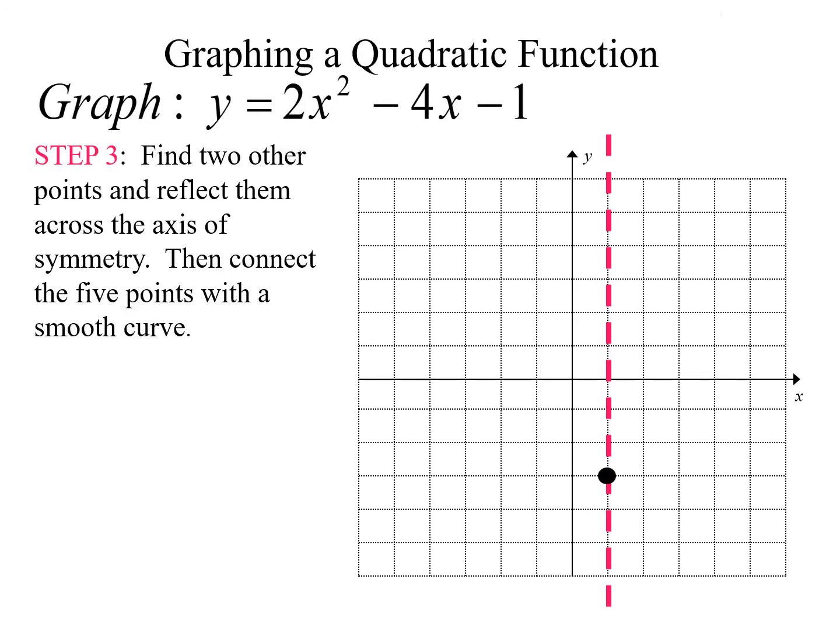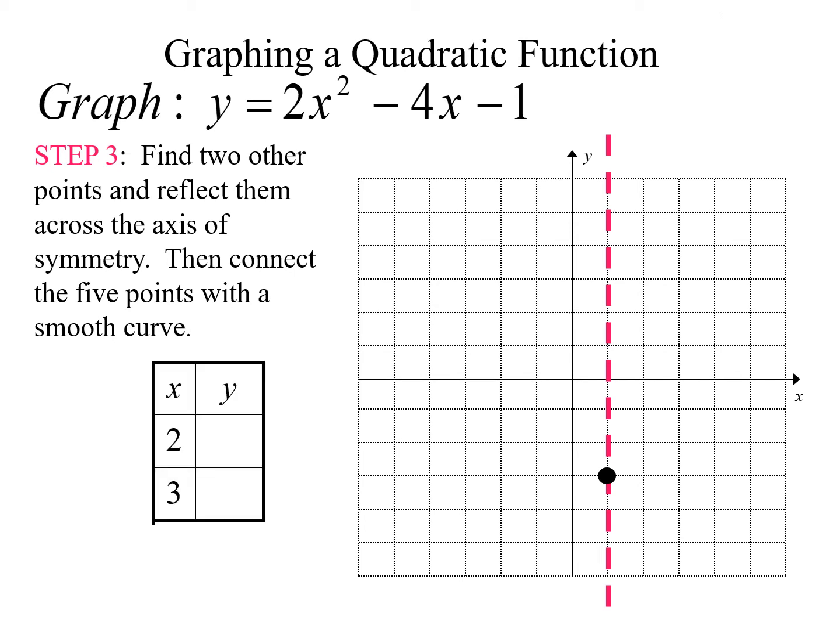From here, we have step 3. Find the other 2 points and reflect them across the axis of symmetry. So I choose 2 and 3. If x equals 2, y equals negative 1. And then if x equals 3, y equals 5.